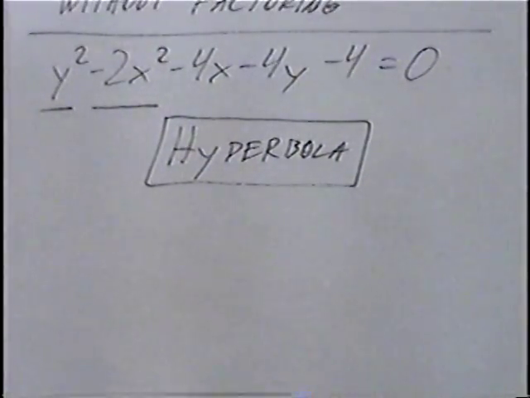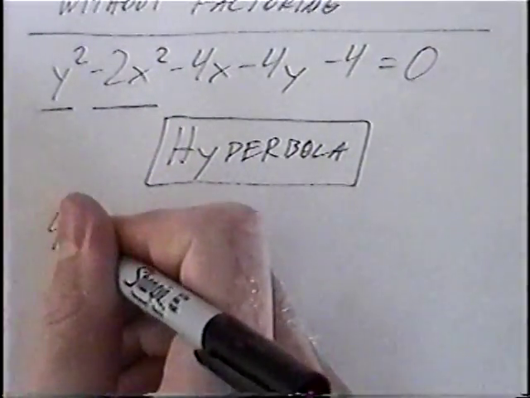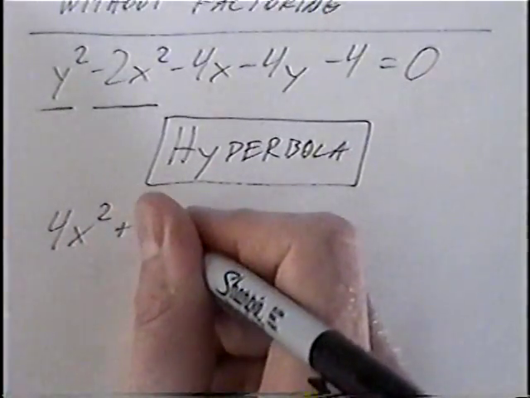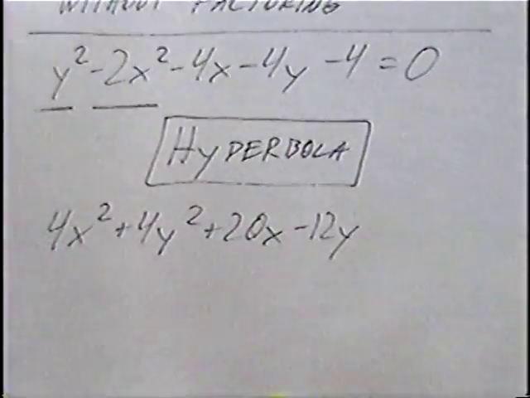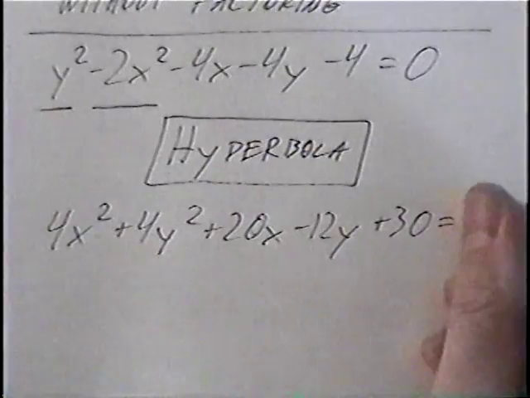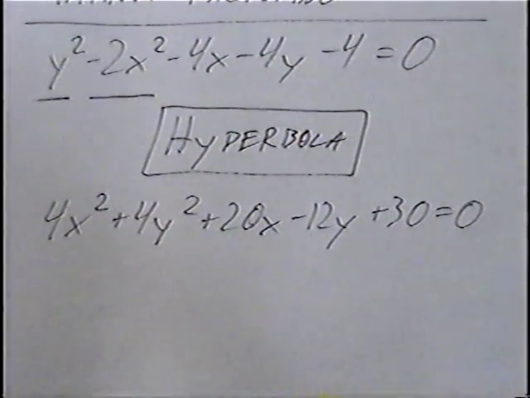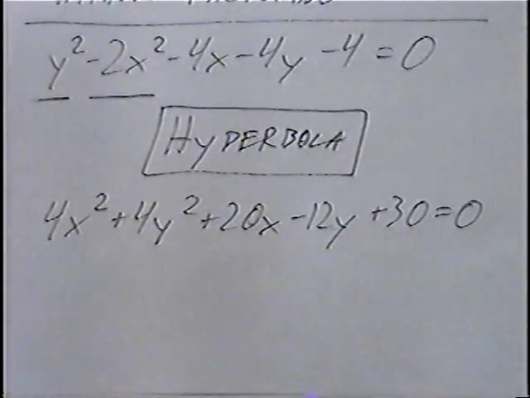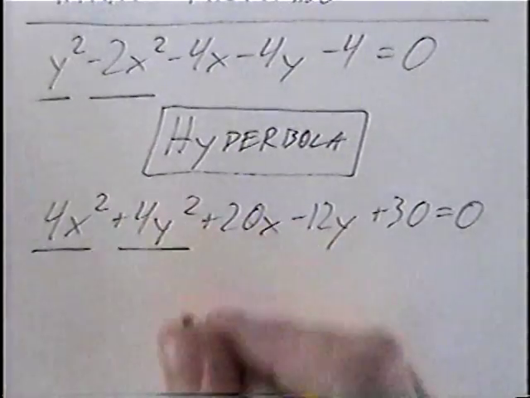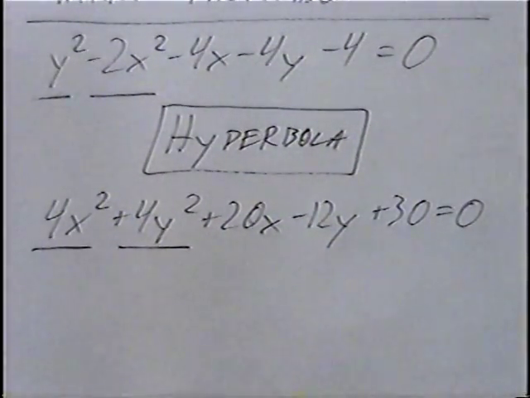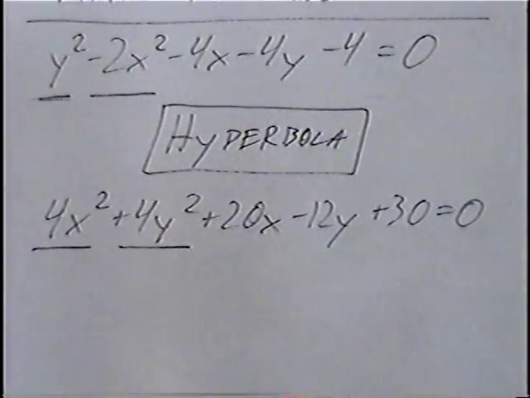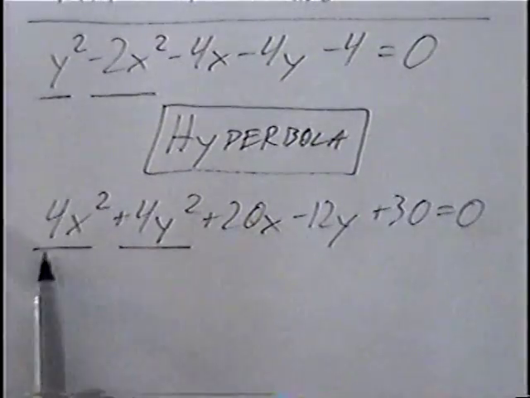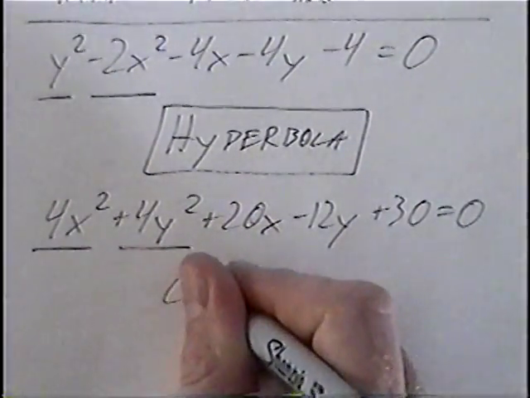Second equation we'll look at, and last equation for the section: 4x squared plus 4y squared plus 20x minus 12y plus 30 equals 0. Again, by looking at the equation, we can tell what type of graph this would be. Looking just at the variables that are squared, we have 4x squared and 4y squared. Both of them are the same signs and same coefficients. If both have the same coefficients and are both positive, this graph would be a circle.